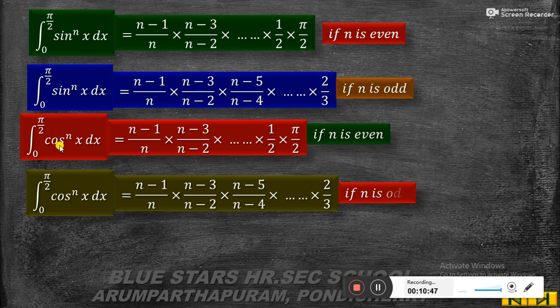Next, integral 0 to pi by 2 cos power nx dx equals n minus 1 by n into n minus 3 by n minus 2 up to etc 1 by 2 into pi by 2 if n is even. Next, integral 0 to pi by 2 cos power nx dx equals n minus 1 by n into n minus 3 by n minus 2 into n minus 5 by n minus 4 up to etc 2 by 3 if n is odd. So if n is odd, this is the formula; if n is even, this is the formula. In the sine function too, for n odd this is the formula, for n even this is the formula. These formulas we use in the following problems.